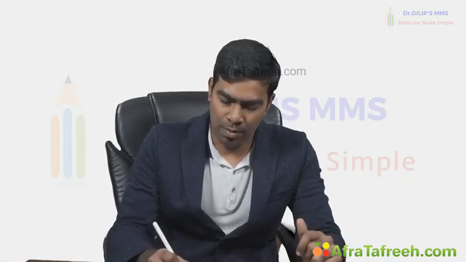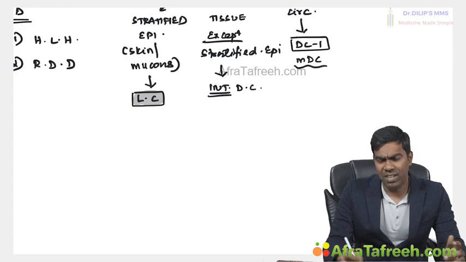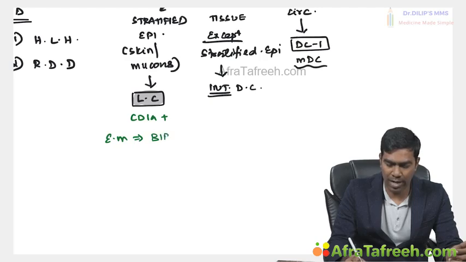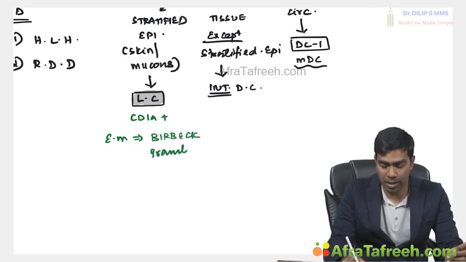How will you differentiate? The stratified epithelial Langerhans cells will be characteristically CD1a positive, and when you see these cells in electron microscopy, they show characteristic tennis racket shaped granules. This is what we refer to as Birbeck granules.